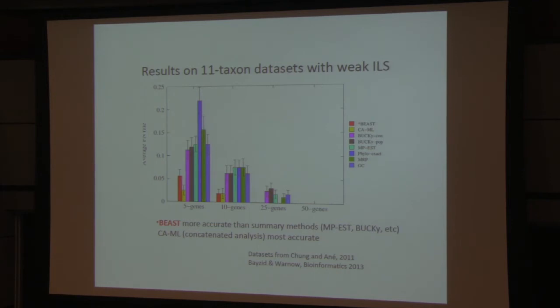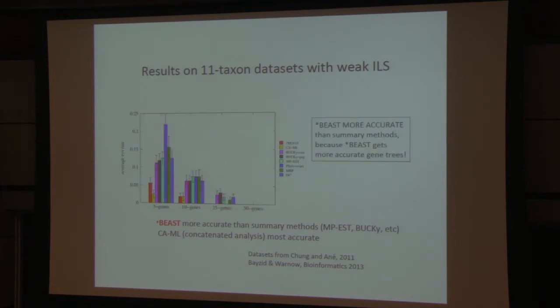So here are some observations. StarBEAST is more accurate than the summary methods, and what I'm not showing is that the reason it's more accurate is that when we run StarBEAST, we get better gene trees. StarBEAST co-estimates gene trees and species trees, so it's getting better gene trees. And if we take the gene trees that StarBEAST gives and run them through one of these summary methods, we get a perfectly nice species tree. StarBEAST is better because it gets better gene trees.